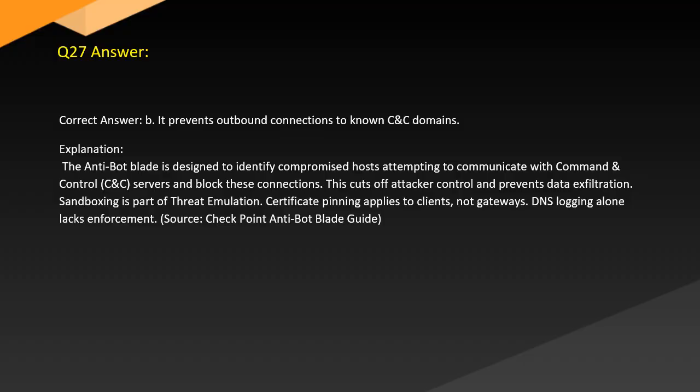Answer. Correct answer: B. It prevents outbound connections to known C&C domains. Explanation: The Anti-Bot blade is designed to identify compromised hosts attempting to communicate with command and control (C&C) servers and block these connections. This cuts off attacker control and prevents data exfiltration. Sandboxing is part of Threat Emulation. Certificate pinning applies to clients, not gateways. DNS logging alone lacks enforcement. Source: Checkpoint Anti-Bot Blade Guide.